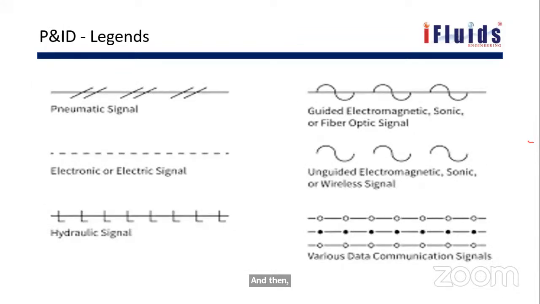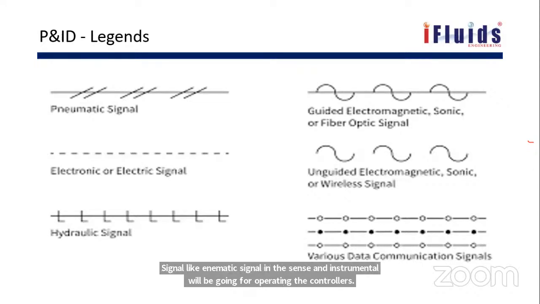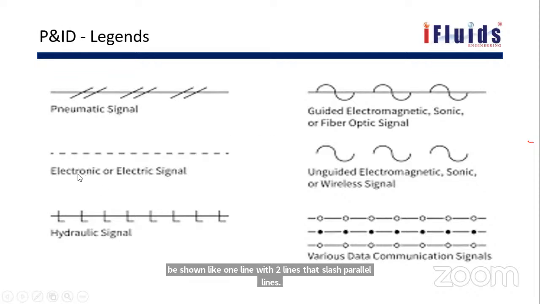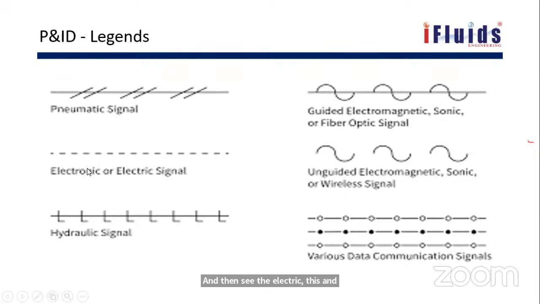And then you can see the signals. A pneumatic signal means the instrument will be going to operate the control valves, which are operated through the instrument air. Those signals will be shown as one line with two parallel slash lines. And then the electronic signal, that means the transmitter transmits the signal from one place to the controller, from the field to the DCS. That signal will be captured through a dashed line in the PNID.